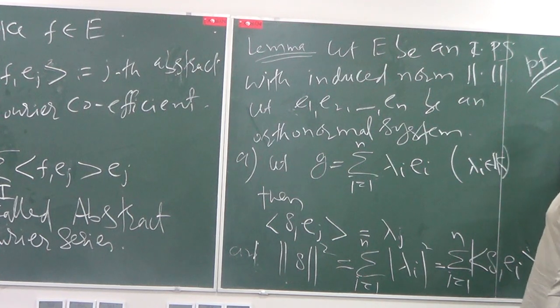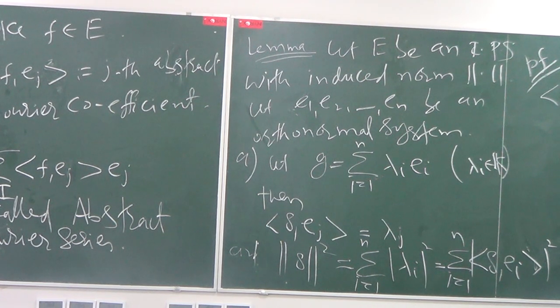Okay? So I have to compute the inner product of G, Ej. So what I need to do, I have to do the inner product of the sum of lambda i ei with Ej. What should I do next? All of these are zero. Use the linearity. Linearity of what? Inner product linearity. In the first component.